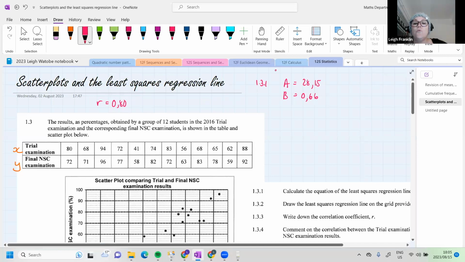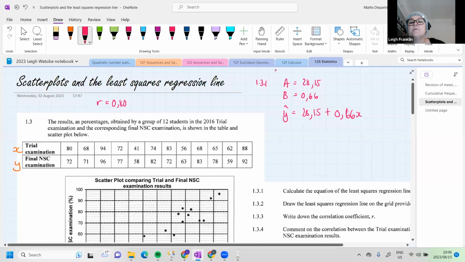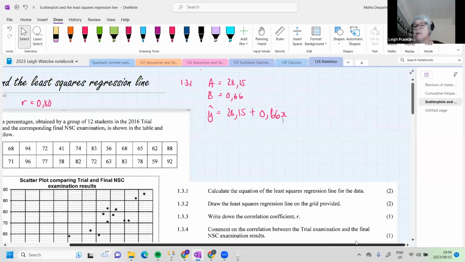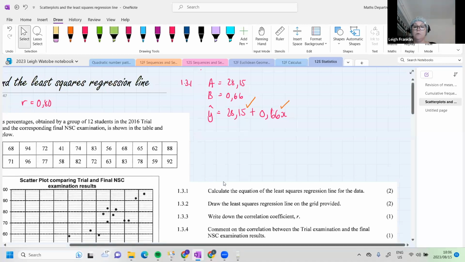All right, so what we would do now is the equation of the least squares regression line would be y equals a plus bx. So that's 28,56 plus 0,66x. Okay, so sometimes this is out of 2, sometimes it's out of 3. In this case, it's out of 2. So I'm going to give a mark on my a value and then on the second term as well.